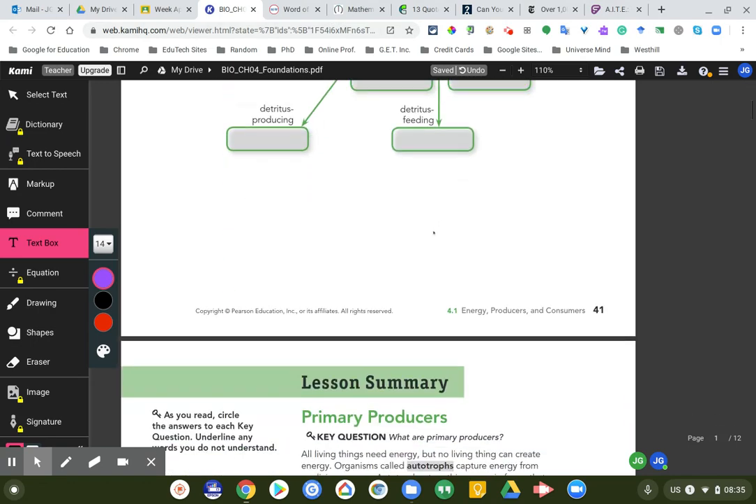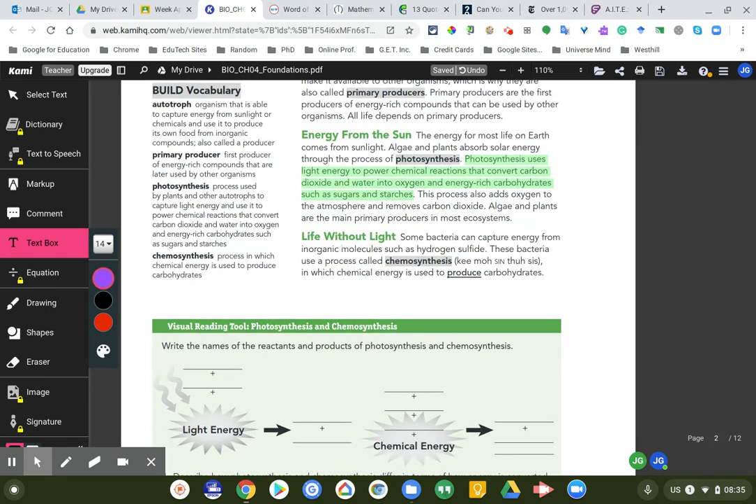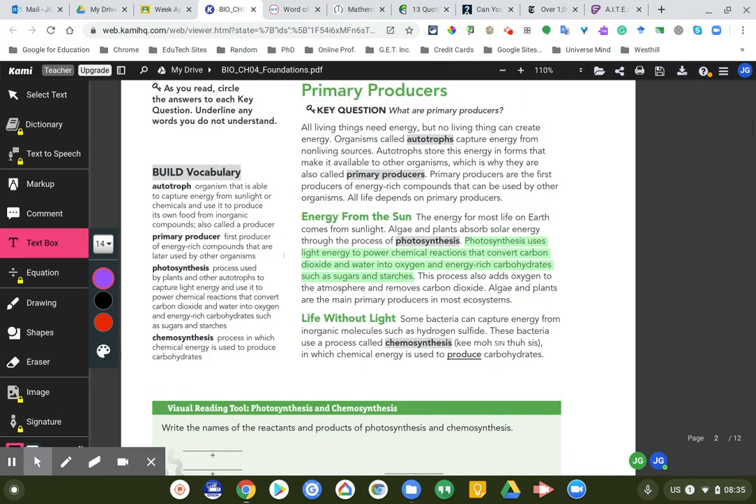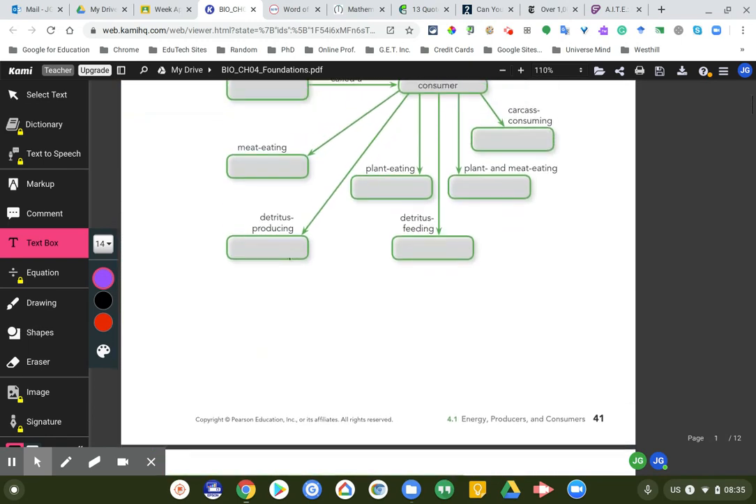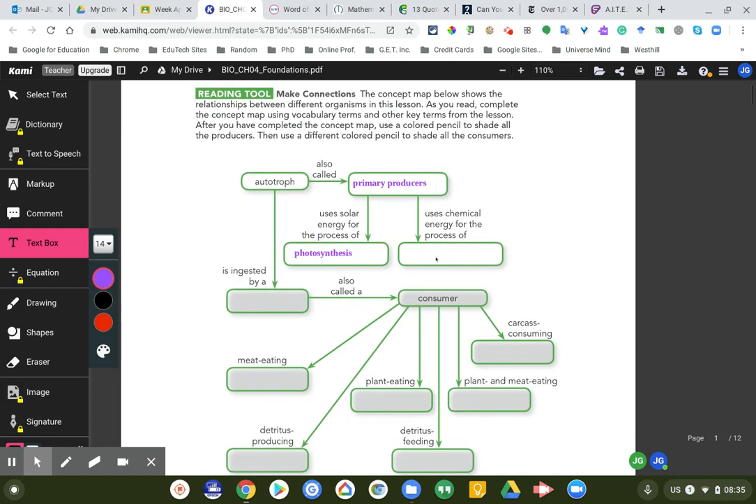Okay, if we go back down, I probably think it's going to be chemosynthesis, right? Some bacteria can capture energy from inorganic molecules such as hydrogen sulfide. Bacteria use a process called chemosynthesis. So I think it's fairly safe to say that chemosynthesis is the process in which chemical energy is used to produce carbohydrates. Okay. So yes, primary producers use chemical energy for the process of chemosynthesis.